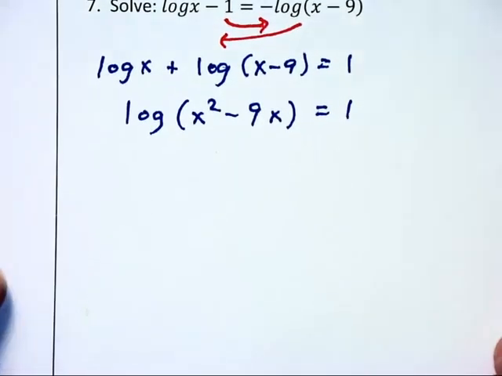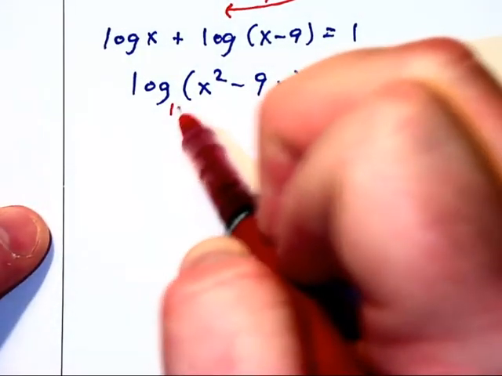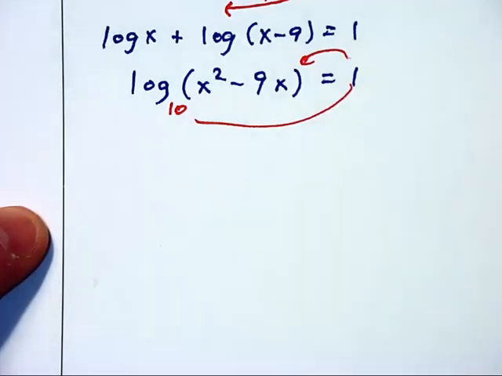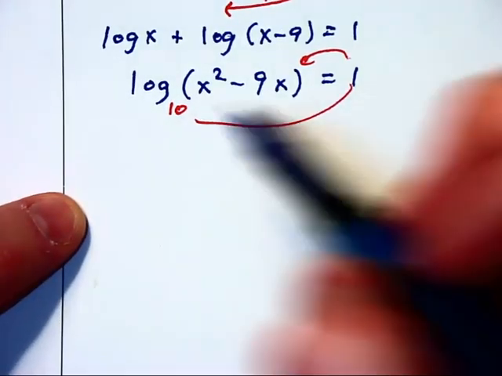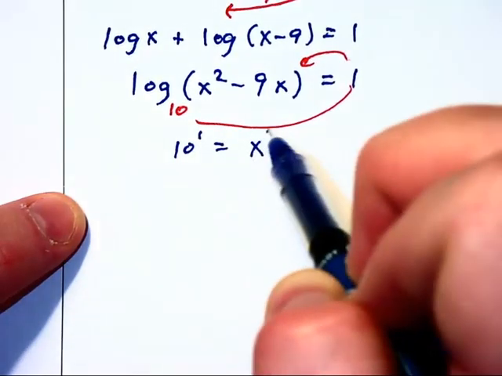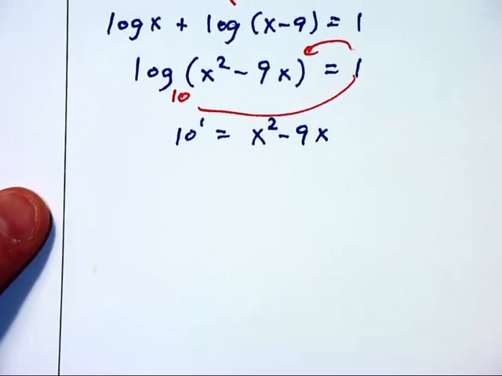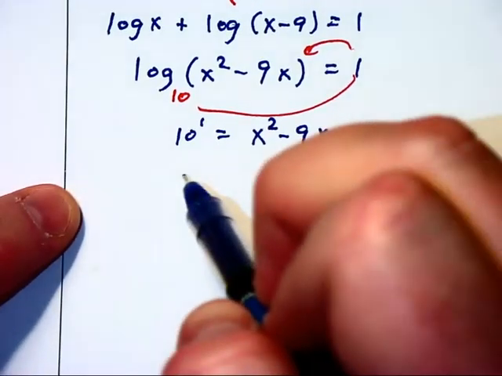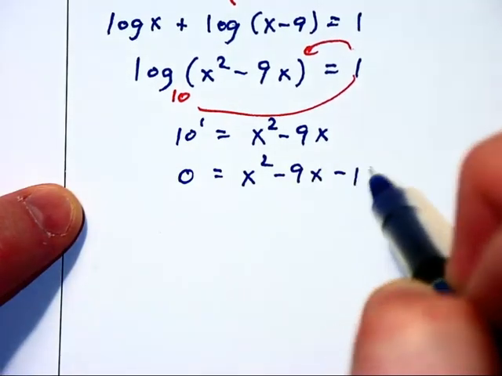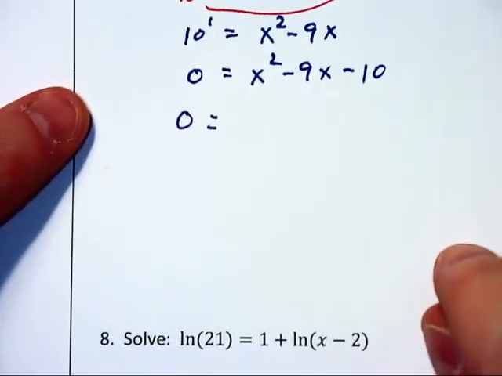We want to get rid of the word log, so we're going to write in the understood base of 10 and convert this to an exponential equation instead of a logarithmic equation. We have 10 to the first equals x squared minus 9x. That is a quadratic equation, and we can subtract 10 on each side. X squared minus 9x minus 10. This is now going to be factorable.